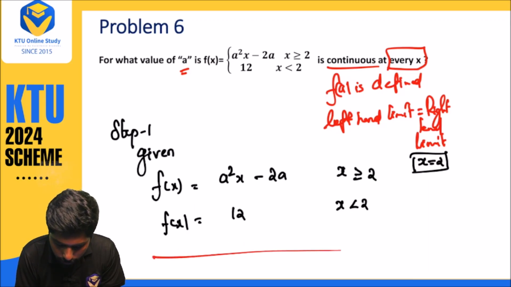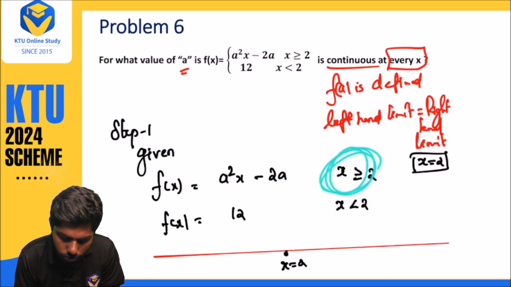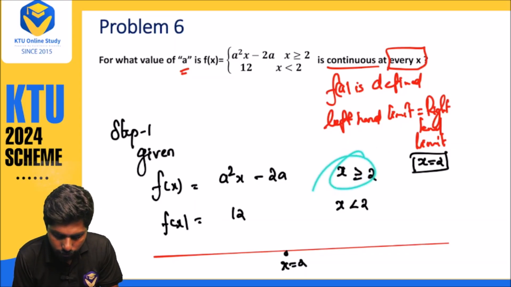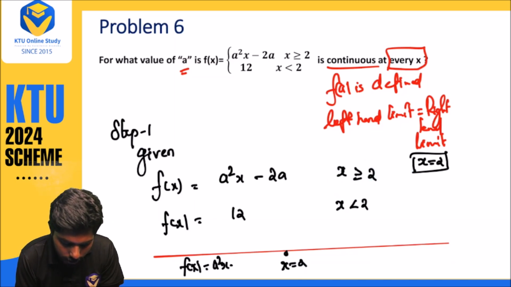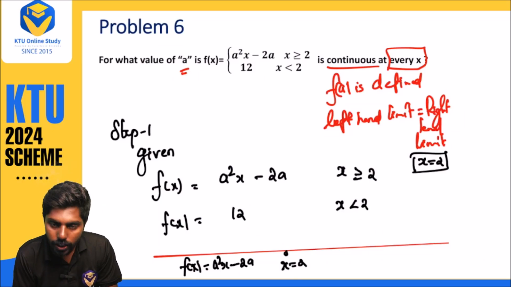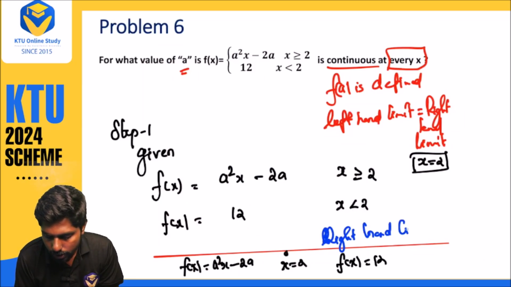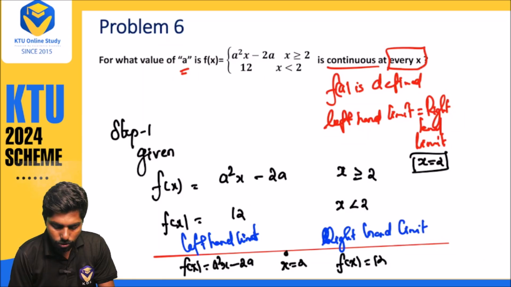What is the diagram? From here we can say x is equal to 2. They also mention less than 2. When it is less than 2, what is f of x? It is less than 2, so f of x is a square x minus 2a. And when it is more than 2, they are saying f of x is equal to 12. So this is nothing but the right hand limit, and this is the left hand limit. We know what they have given.